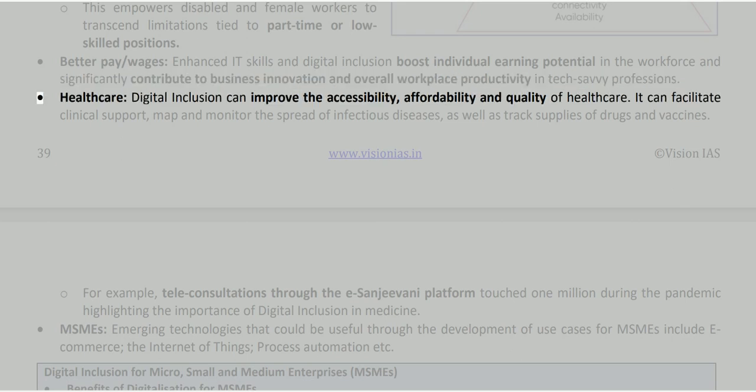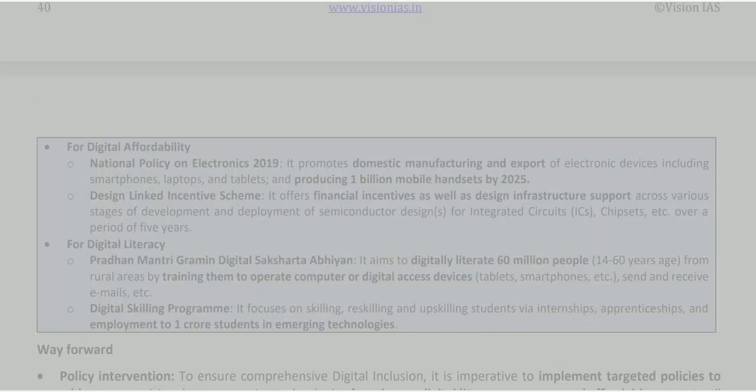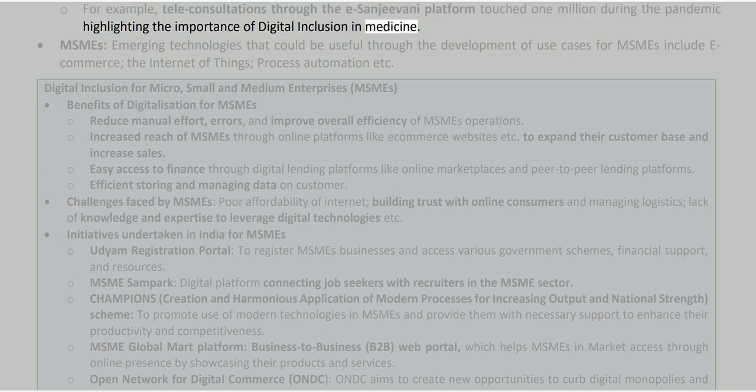Healthcare. Digital inclusion can improve the accessibility, affordability, and quality of healthcare. It can facilitate clinical support, map and monitor the spread of infectious diseases, as well as track supplies of drugs and vaccines. For example, teleconsultations through the eSanjeevani platform touched 1 million during the pandemic, highlighting the importance of digital inclusion in medicine.